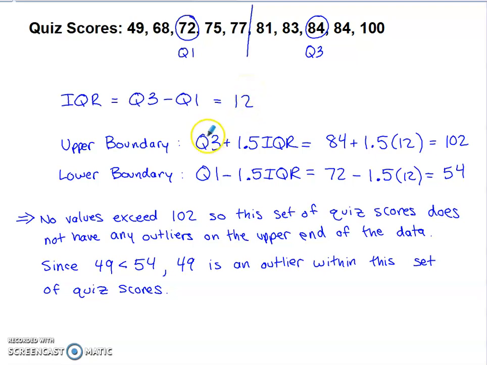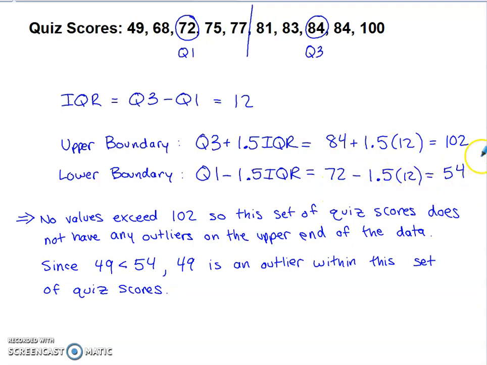So what is my upper boundary for outliers going to be? Well, I'm going to move past Q3, past my upper quartile, by 1.5 times my interquartile range. So I'm moving up past 84 by 1.5 times my interquartile range. 1.5 times 12 is 18. Moving 18 past the upper quartile gives us an upper boundary for outliers of 102. My lower boundary I find by moving to Q1, the lower quartile, and going down by 18, down by that same amount, 1.5 times the interquartile range.